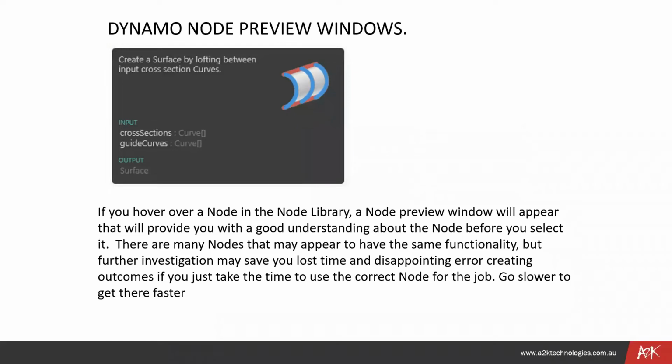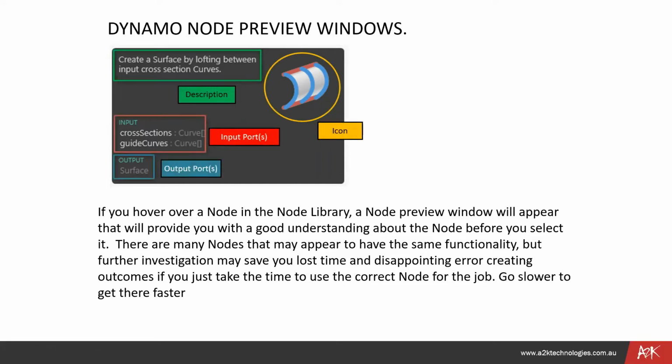The preview windows. If you hover over any node in the node library, it brings up this preview window. It really just tells you what it's doing, what sort of inputs it wants, what output it's going to give, and it gives a helpful little icon as well. Now, you do need to make sure that you get the correct node for the right job. This is probably the $64 question in Dynamo. You're much better to go slower to get there faster, to get the right node for the right job. You'll see the description, the icon, and the output ports.